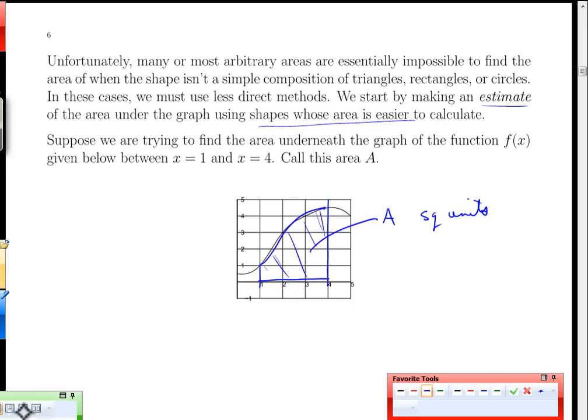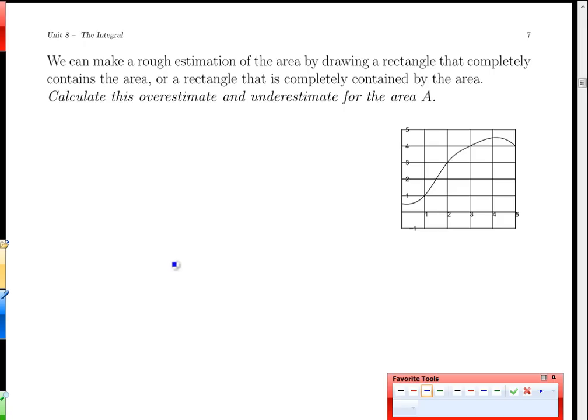Now, if we're going about that, how could we start? Well, we could start by drawing a rectangle that completely contains the area, or one that is completely contained by the area. Let me show you what those might look like. We definitely have, on this interval 1 to 4, one of the rectangles we could draw is that little rectangle there. Another rectangle that we could draw would be up at the highest point, down, across, and down like so.